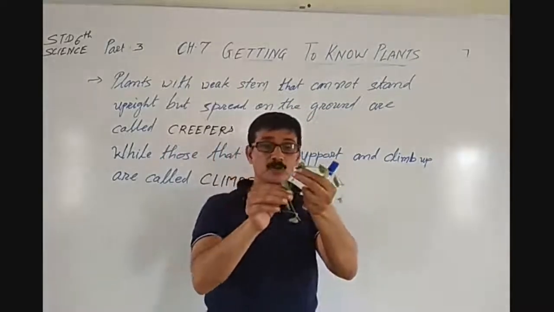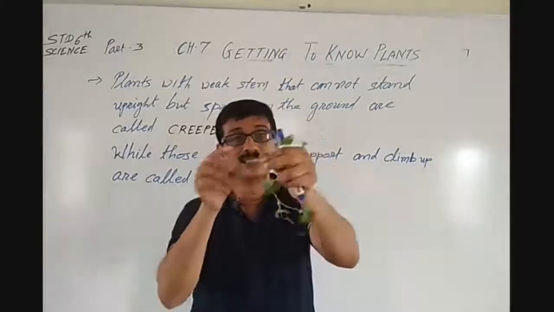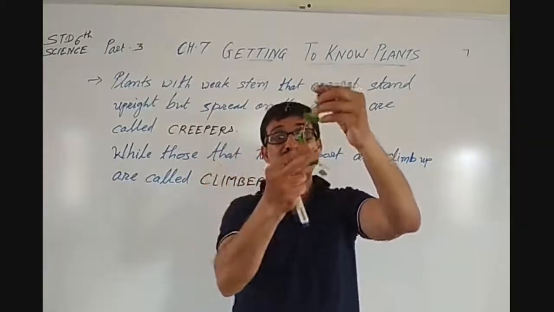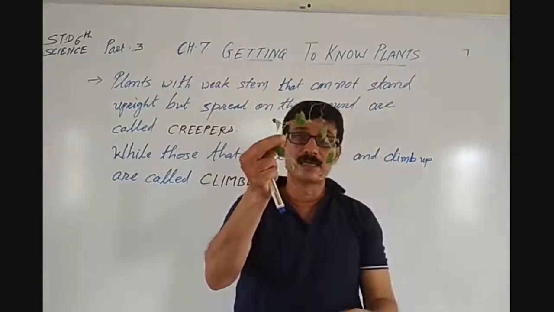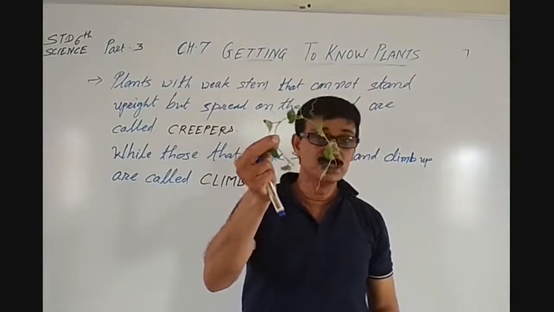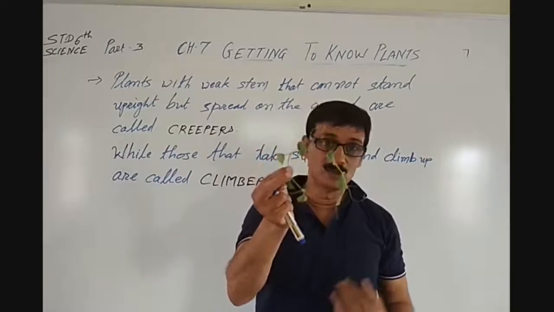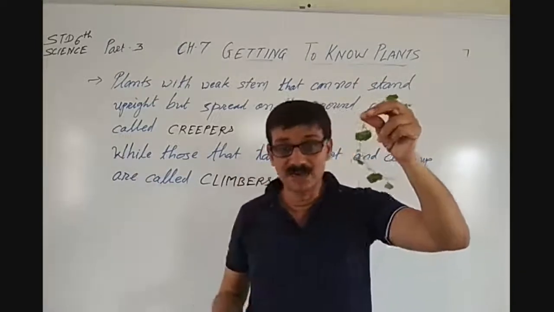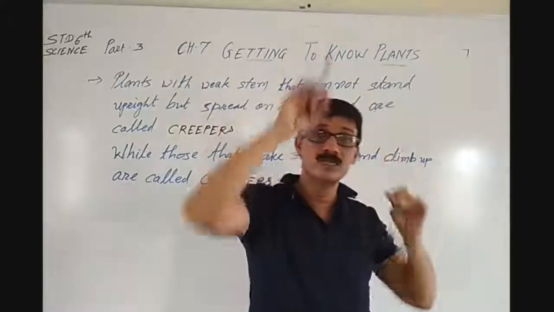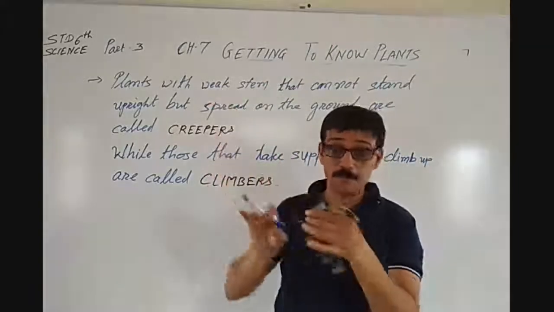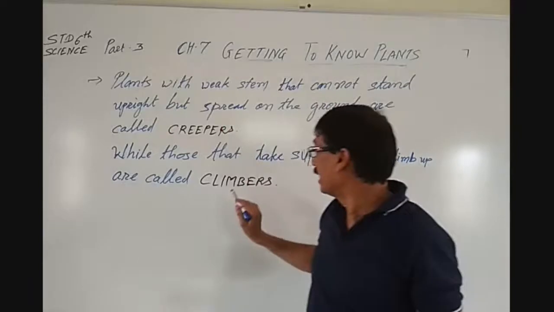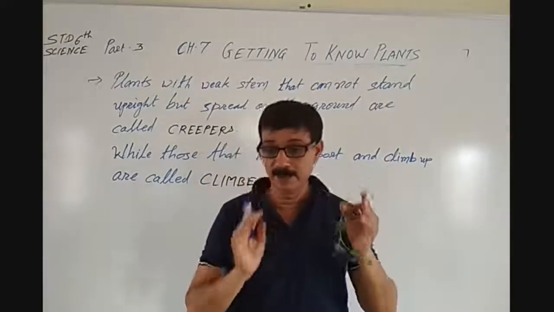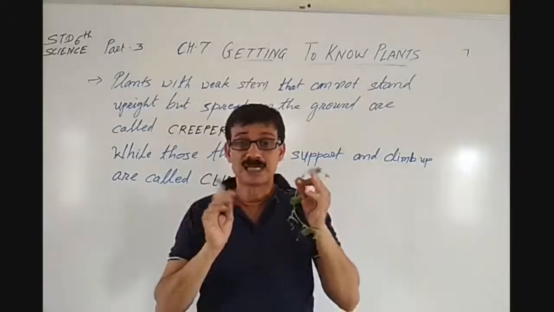In fact, you can see the stem. This is a stem. But this stem is very weak. It cannot stand upright. That is why, to go upright, with the help of this type of tendrils, it will climb on the tree. It will climb on the wall. And that is why these are known as climbers. So we have seen what are creepers and what are climbers.